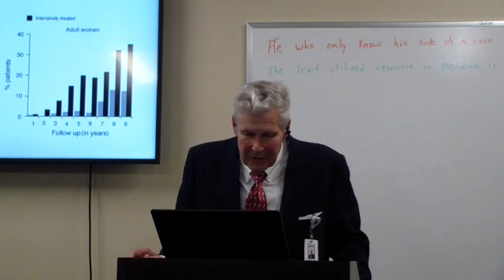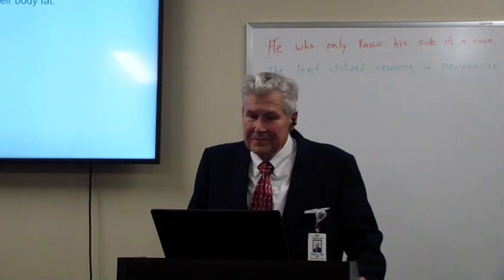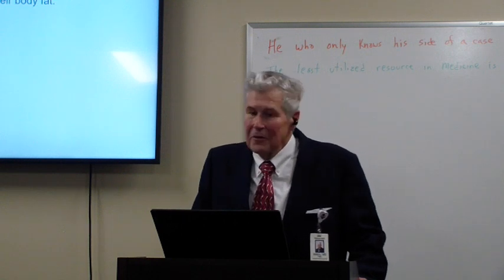If you give people insulin, this is a 9-year Diabetes Control and Complications Trial. Again, this is the percent of patients that went up over 5 points on their BMI. The gray people here didn't get insulin in this trial. The black people are the people who got insulin. They were almost 30% more likely to go up 5 points on their BMI than the people who didn't get insulin. So it's insulin. Taking away insulin pushes the down button on the thermostat.